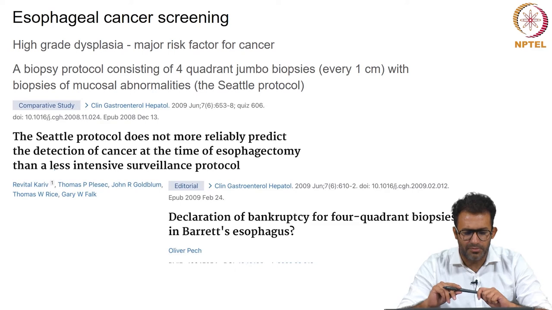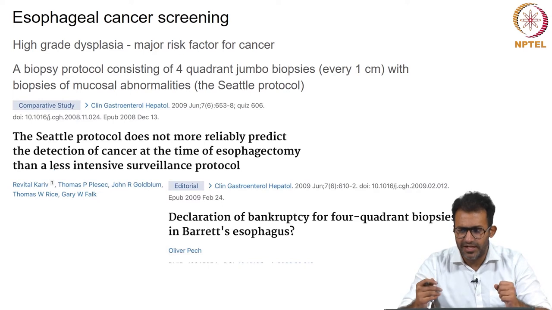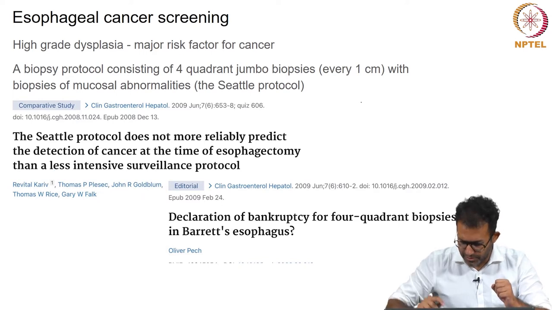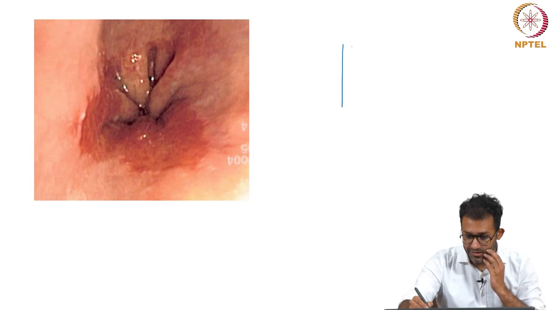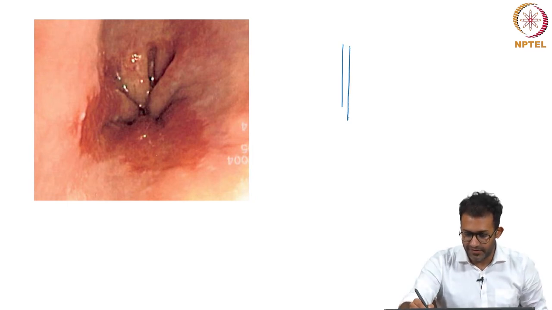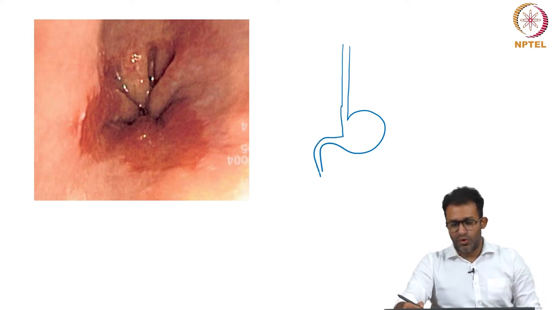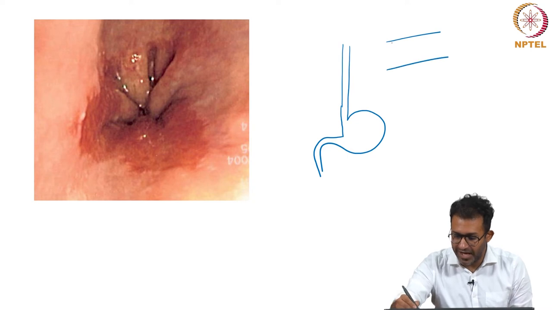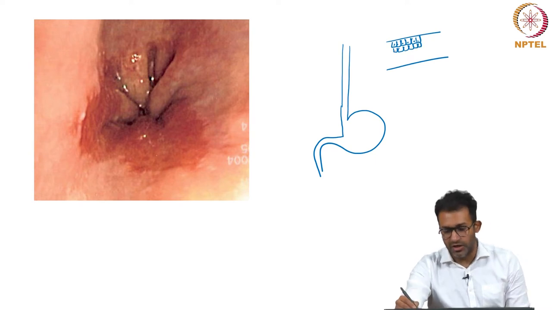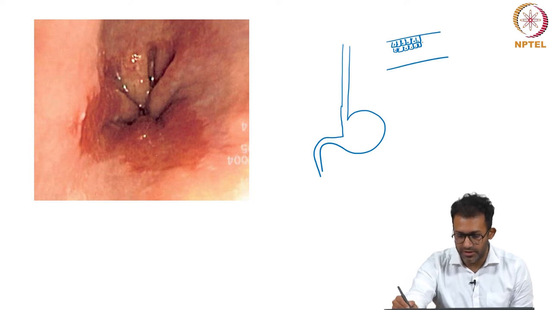We are going to discuss a problem called Barrett's esophagus, or intestinal metaplasia, also called high grade dysplasia. What you have to understand here is that this is the esophagus and it leads into the stomach. The insides of these tubes are lined by cells which are called epithelium. These can be multilayered depending on which part of the intestine or organ we are talking about.